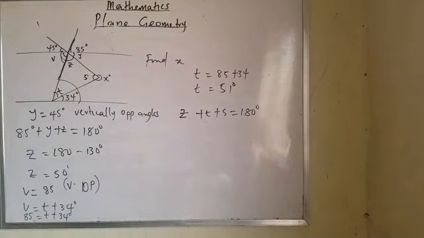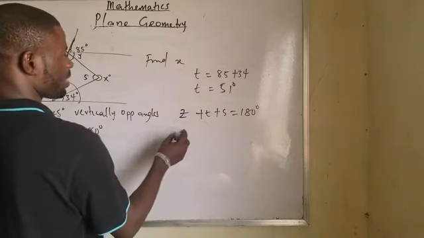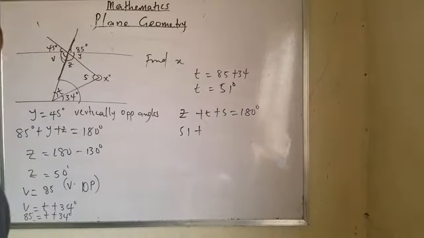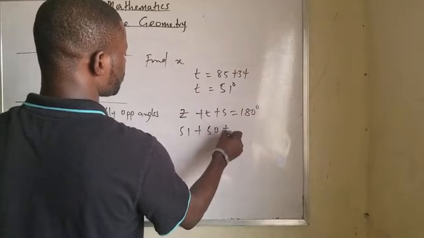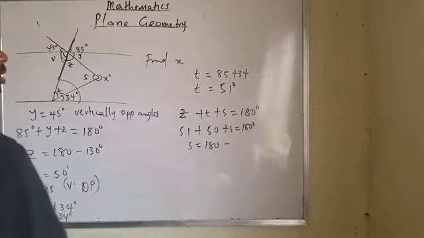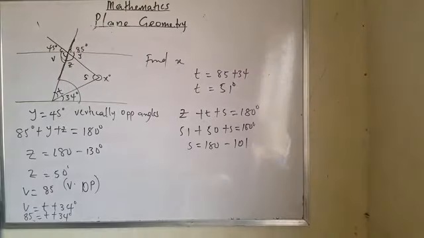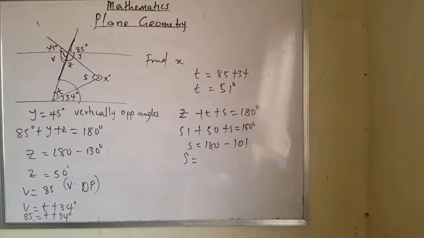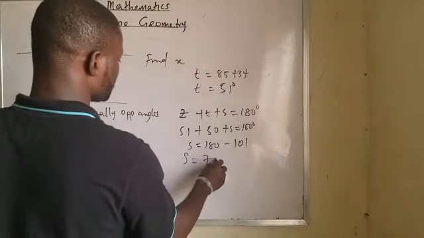Angle in a triangle. Since I know that angle in a triangle is given as that, it means I can now say that 51 plus, what is my z? My z is 50, plus x equals 180 degrees. My x equals 180 minus 101. My x will be equal to 79. Sorry about that. 79 degrees.